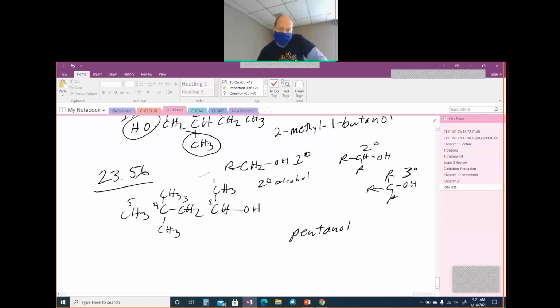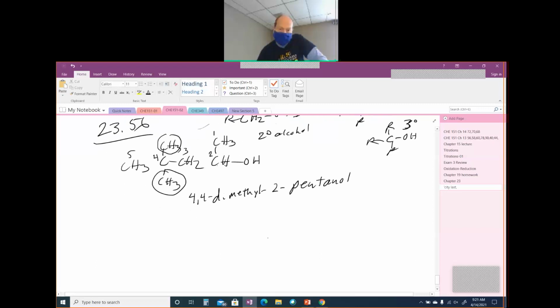We give the lowest number for the carbon with the OH. That is a 2. Then we see off of carbon number 4, we have a methyl here and here. So we have a 4,4-dimethyl-2-pentanol. You can't just say dimethyl-2-pentanol because the other methyl could be wherever. You have to be very specific. It is a 4 and a 4. Both methyls are on carbon number 4.